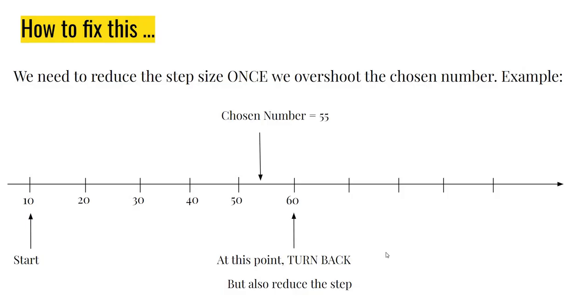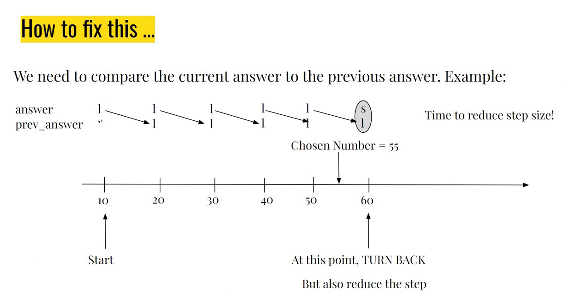Now, the first thing to realize is that, as we discussed earlier as well, what we really need to do is, once we cross this number, so we are going in a certain direction, once we go higher than this number, for example, if you're going from the lower side, at this point, we need to turn back. All right, we are doing that already, but we must also reduce the step size. Now, the question that comes up is, how do we do this in code? And the way to do that really is to keep track of the previous answer and compare the current answer to the previous answer.